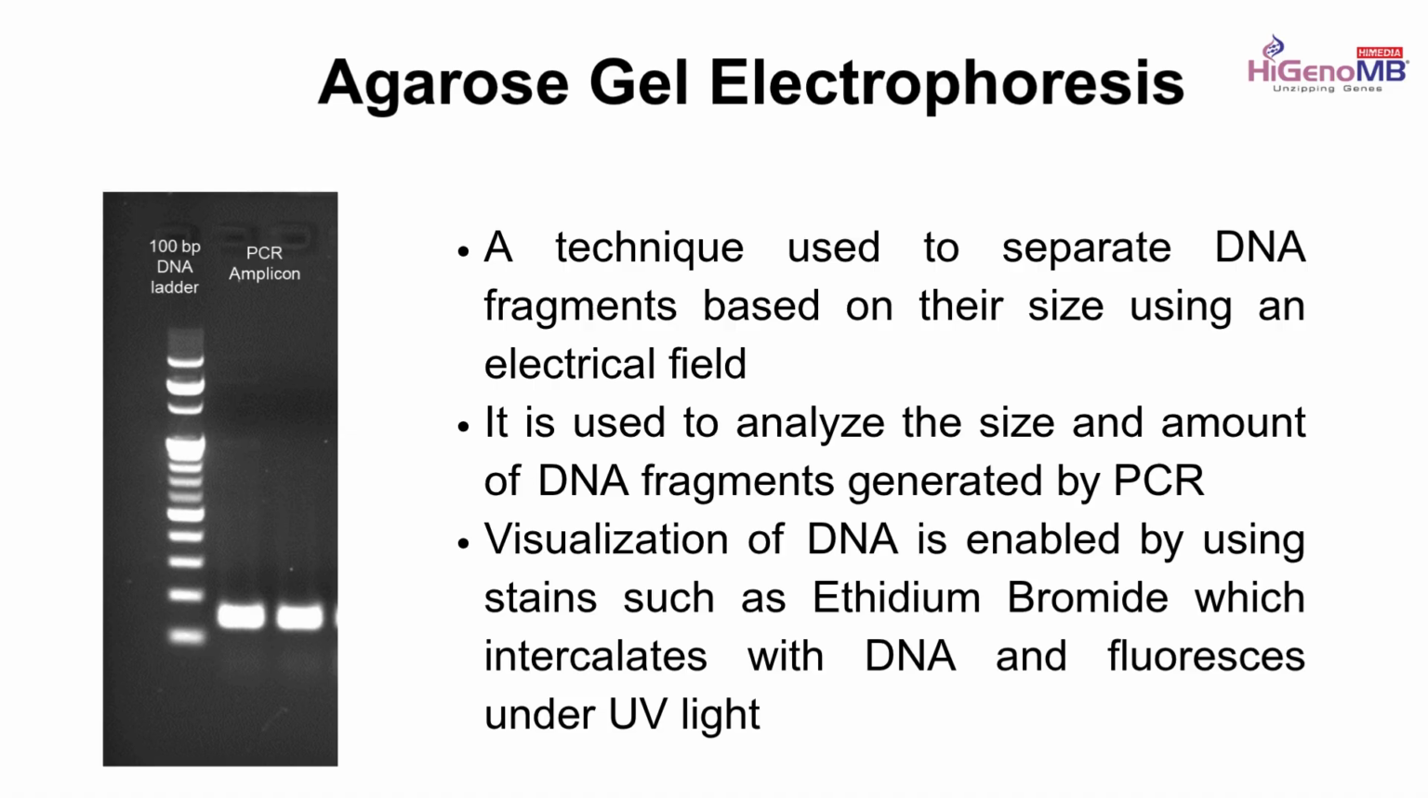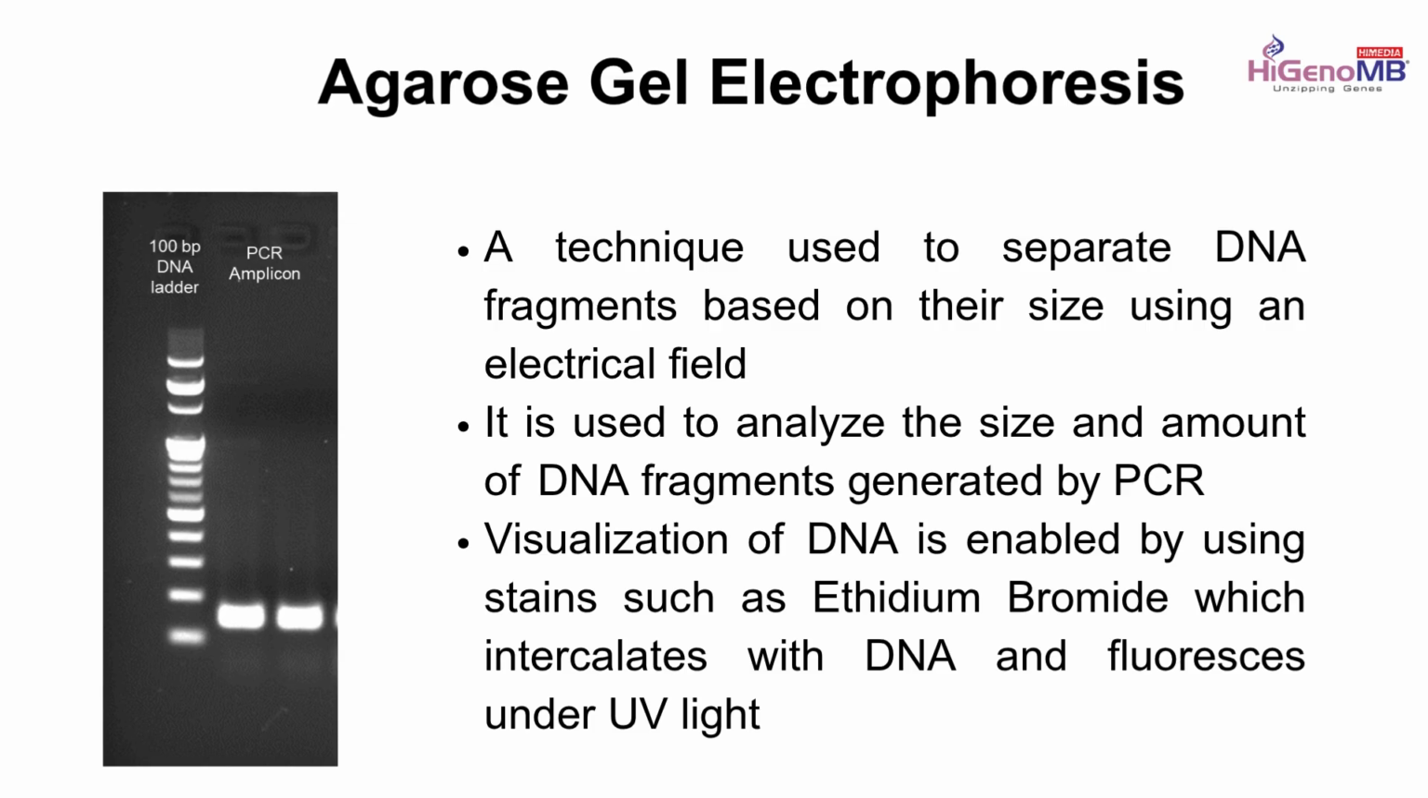So here what you see is a DNA ladder or a marker which has bands based on the size. So this is a 100 base pair DNA ladder. The lowest band that is present at the end is a 100 base pair, and the one above it is a 200 base pair. So here we have a PCR amplicon of about size 150 base pair, which is fluorescing well under the UV light with the help of ethidium bromide.